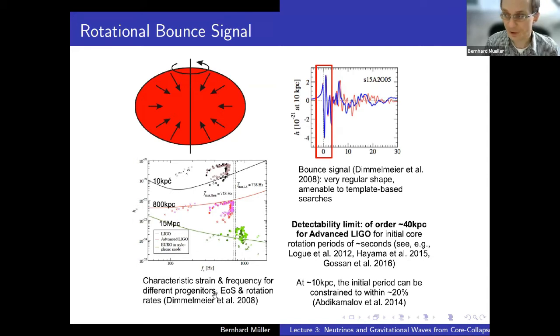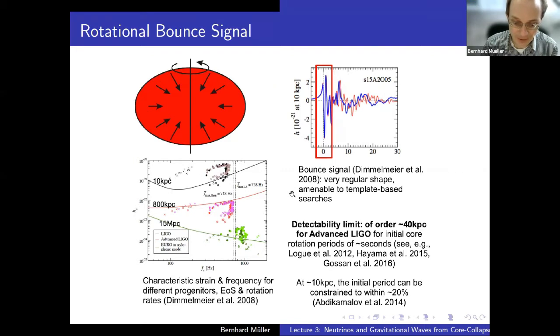So the scenario here is that your progenitor iron core is rotating. It collapses and it bounces. That makes for a change in quadrupole moment, and the second time derivative will dictate what the gravitational wave emission is. So shown here for a supernova distance of 10 kiloparsecs is this characteristic signal from a rotational bounce.